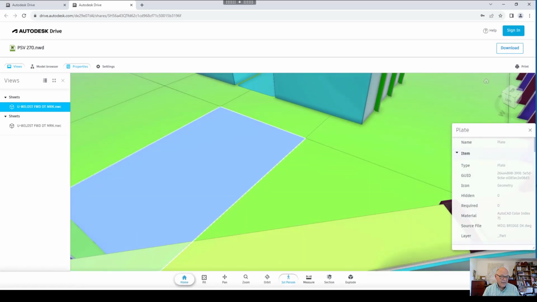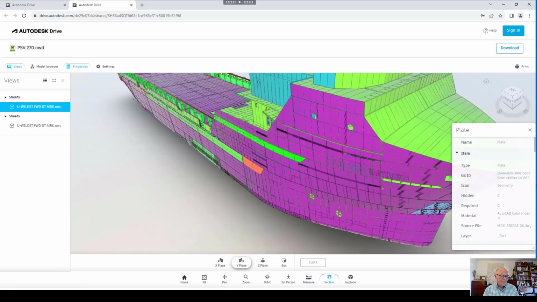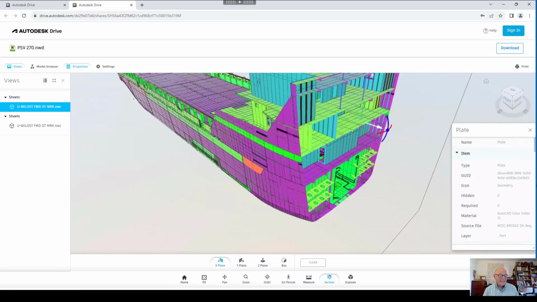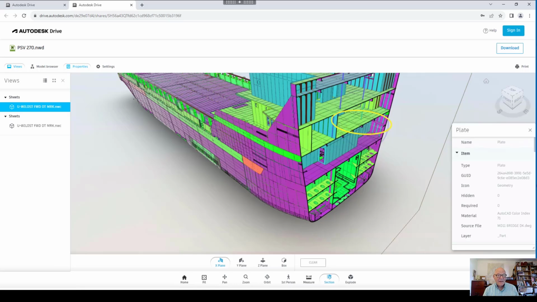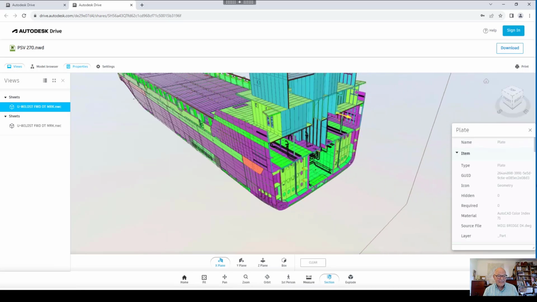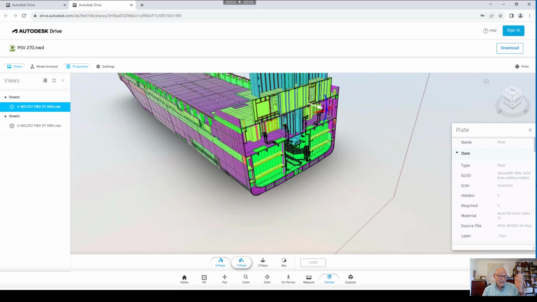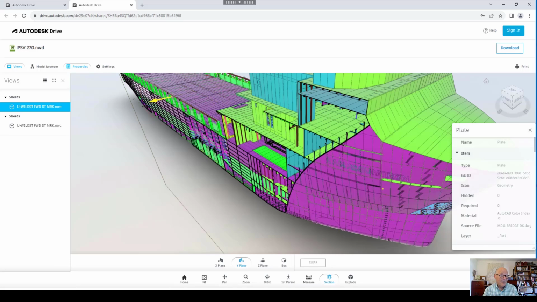Now, two other tools here are useful. One of them is the section tool. The section tool allows you to break this open and take a look at it internally. This is on the x-axis, which would be the sheer plan axis. Going back and forth, you can open this thing up and take a look inside. Do it on the y-axis as well.